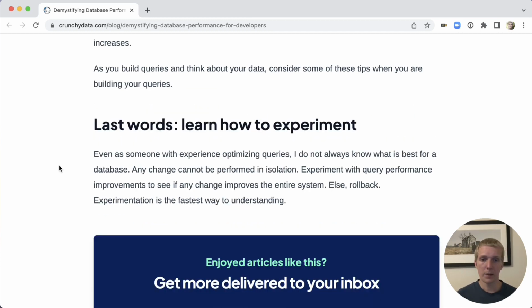Last but not least, it's important to experiment, the same way you optimize your application code. If you optimize databases, don't just assume things. Try things out. Use tools like EXPLAIN or try out indexes. That's how to make the most of your database system.